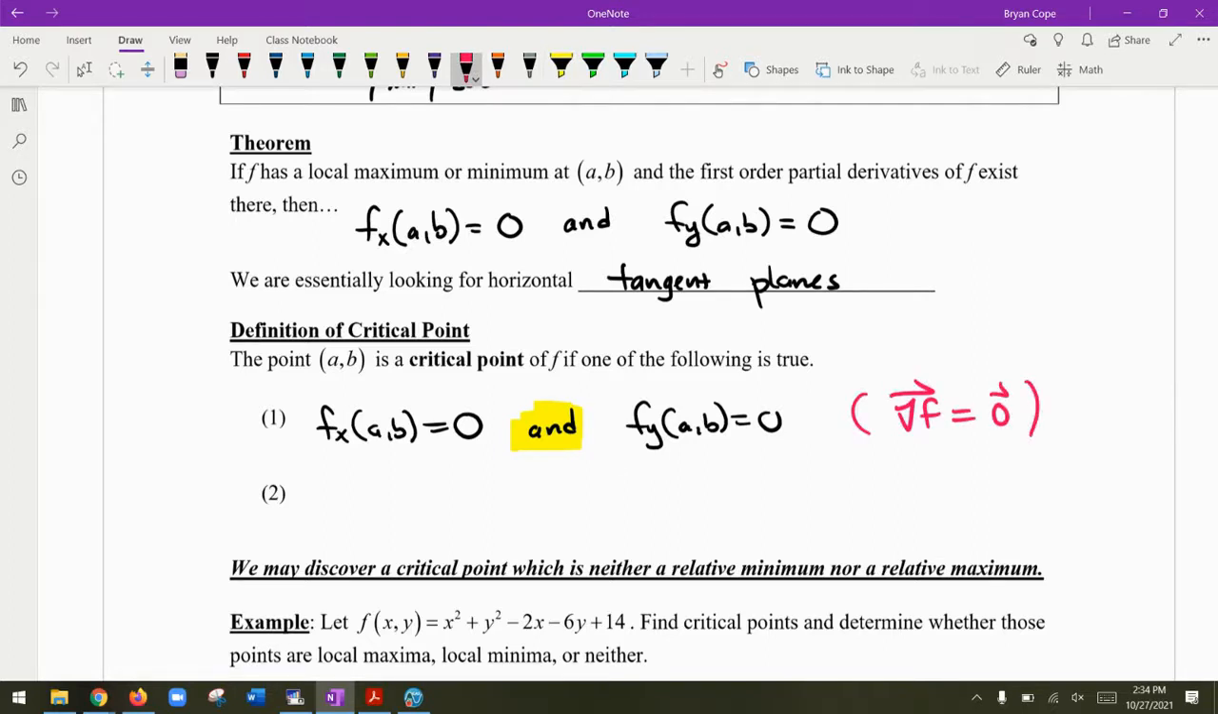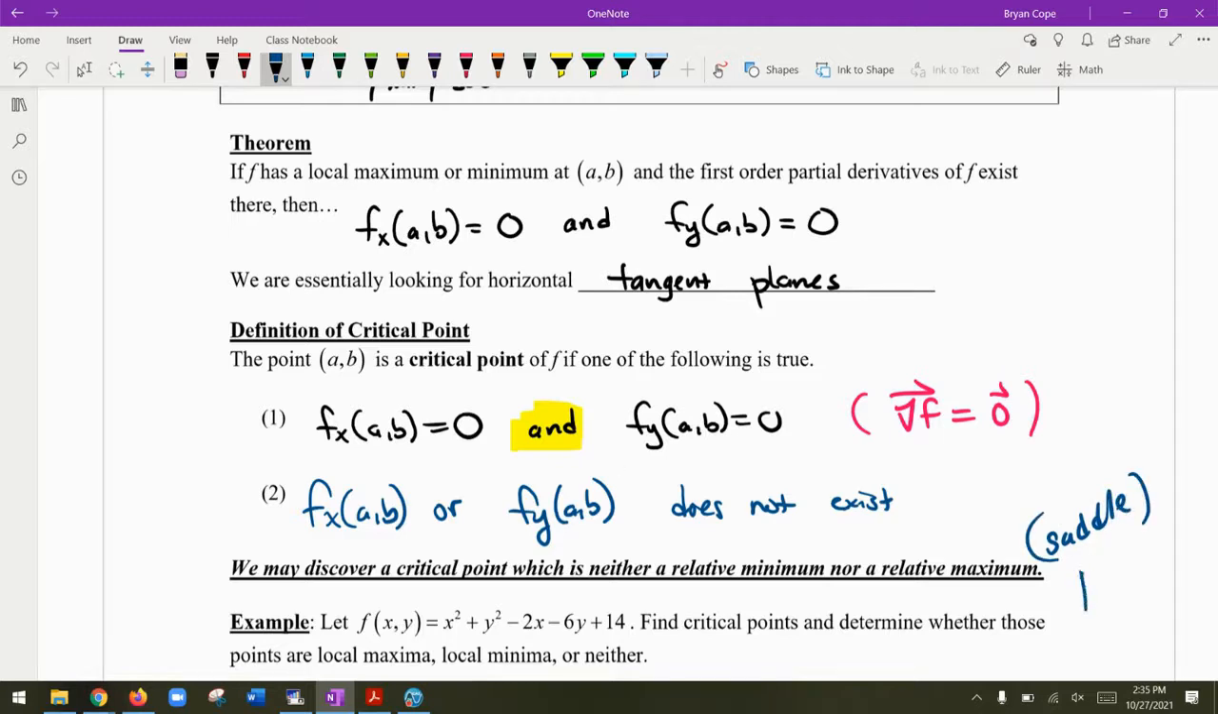So critical points occur then. The other condition where they occur is if one of them does not exist. So if f sub x at (a, b) or f sub y at (a, b) does not exist, or they're undefined at a point, then we don't actually encounter that much in practical problems, but if one or the other doesn't exist, then we also have a critical point. Okay, so we might discover critical points which are neither a relative min or max, and that's where we should be thinking about the Pringle, right? The saddle. So that's what's happening when that happens. Saddle / Pringle.